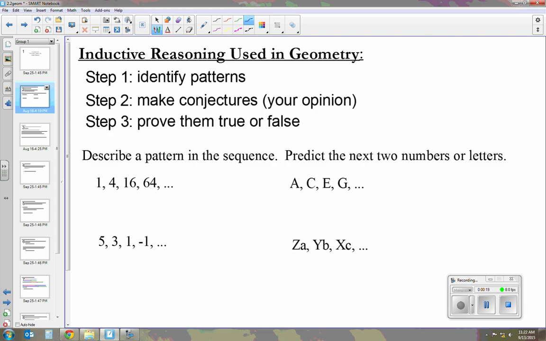So like we did the other day with exploration, we saw patterns, we made a conjecture, and then we made sure if it was true or false. We can especially do that with number patterns by using our calculator to make sure our conjecture is true. So if we look at the first sequence, 1, 4, 16, 64, I can make a conjecture that it's being multiplied by 4.